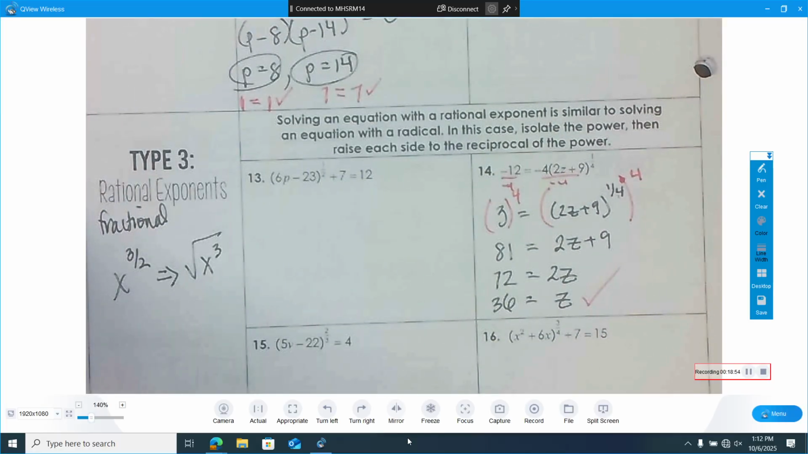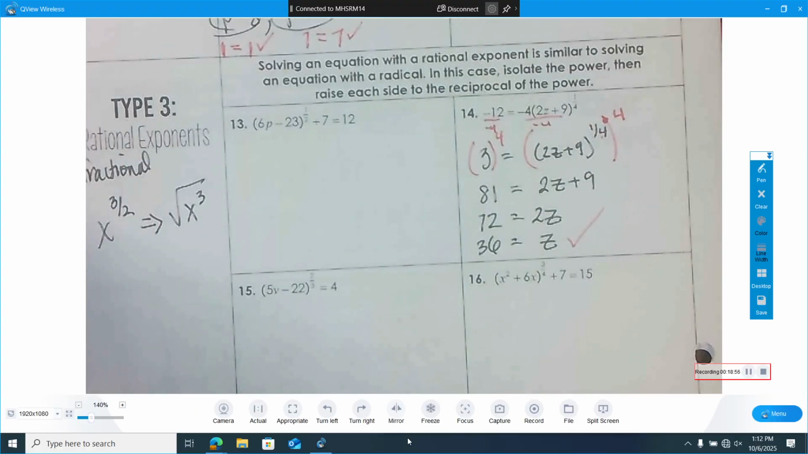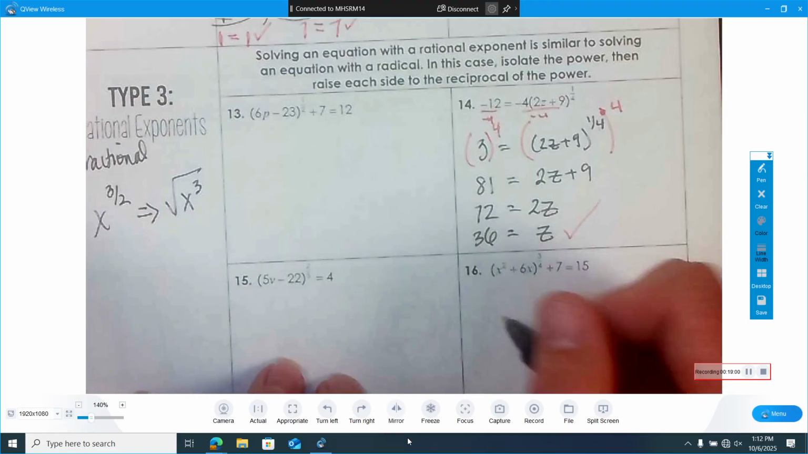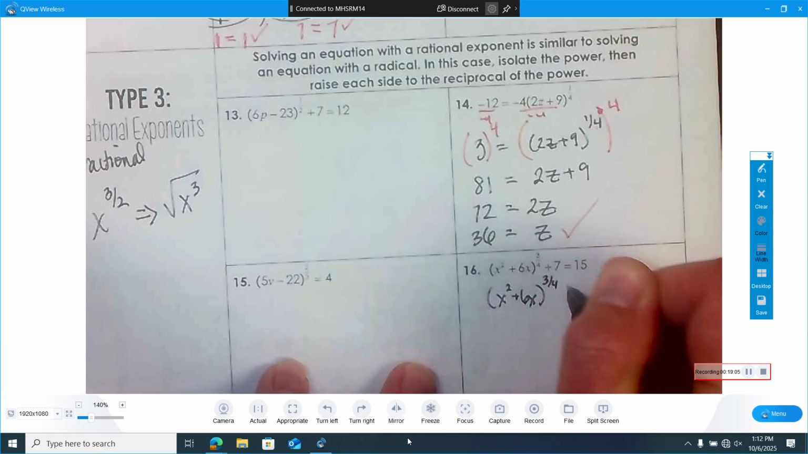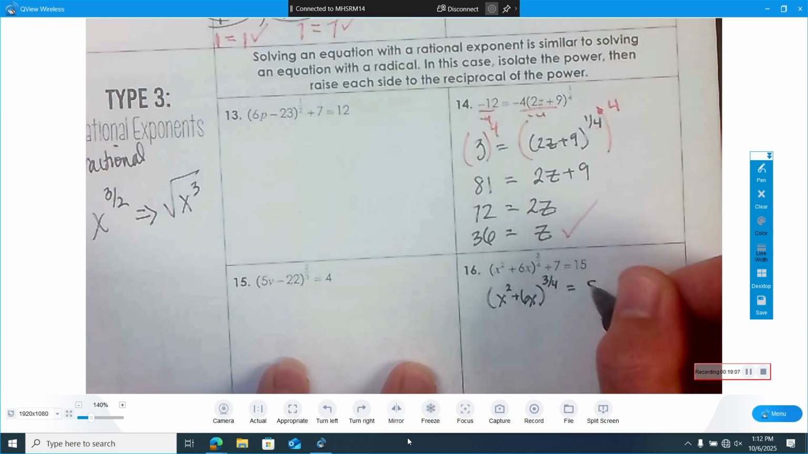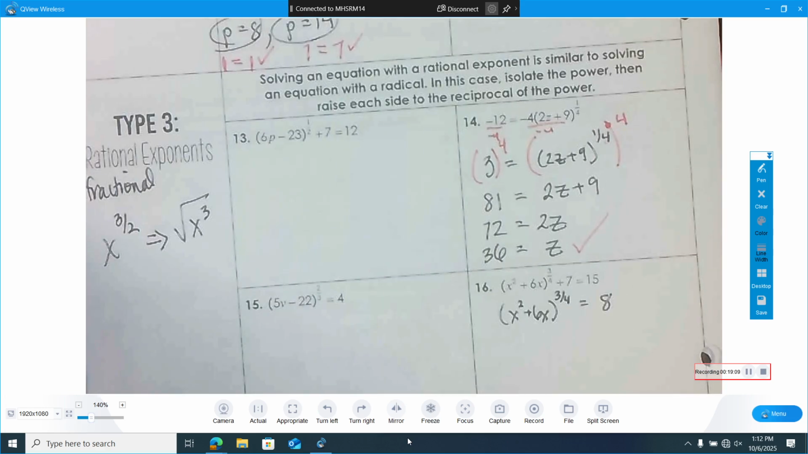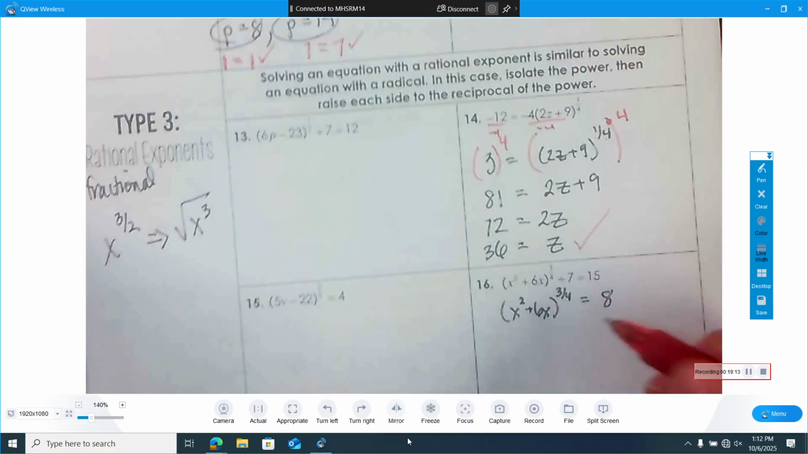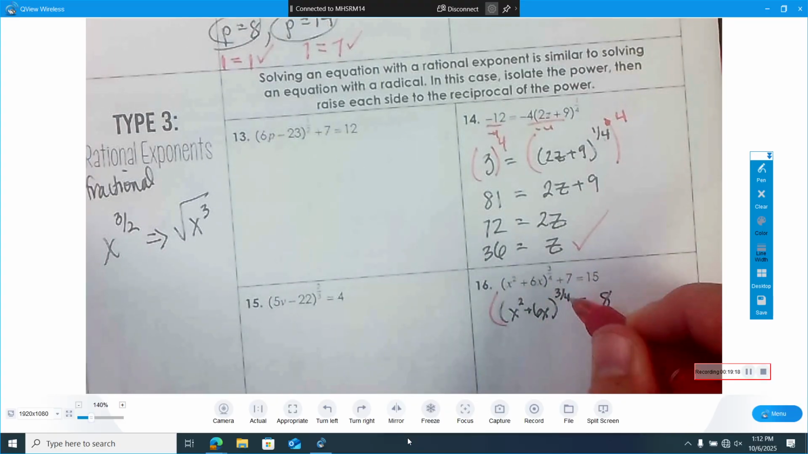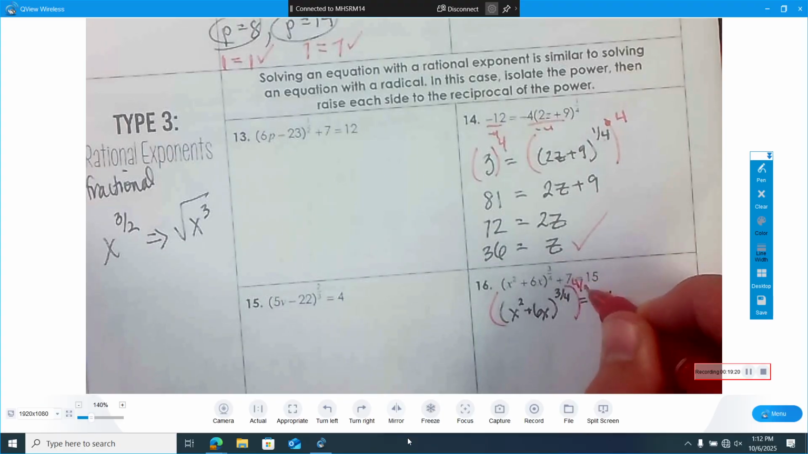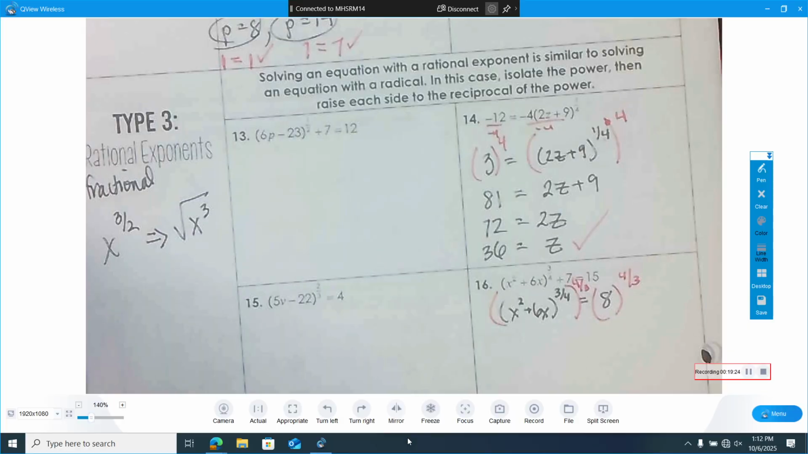All right, let's do number 16, and then we can call it. What do we do first on 16? Subtract 7. So I have x squared plus 6x to the 3/4 equals 8. And then we need to do what? How do we get rid of a 3/4 power? 4/3, yeah. Reciprocals are real handy here. So we can do everything to the 4/3 power.